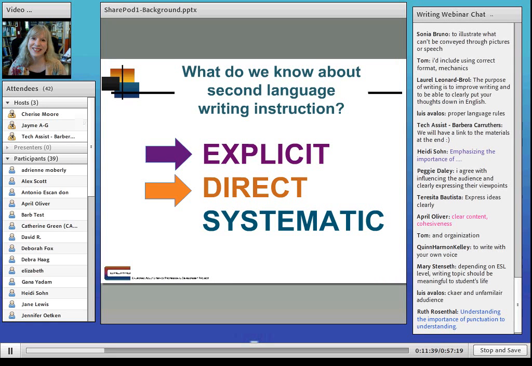This goes to giving them frames. This goes to showing how to deal with register, how different genres are organized. So it's a very direct form of instruction.